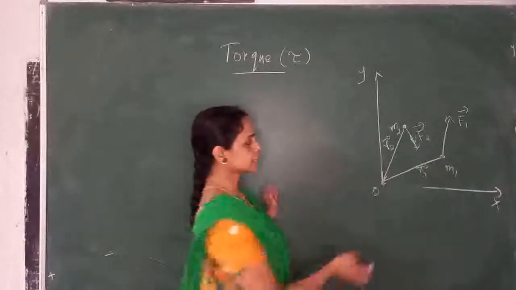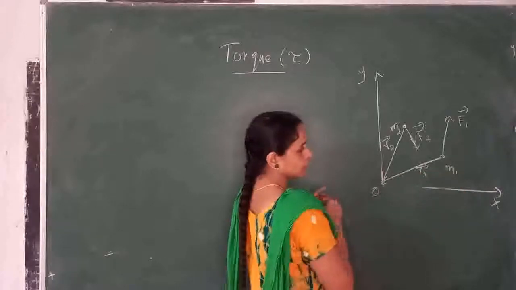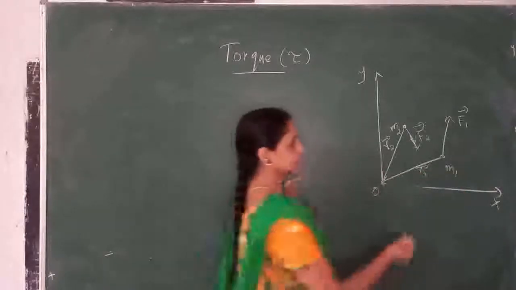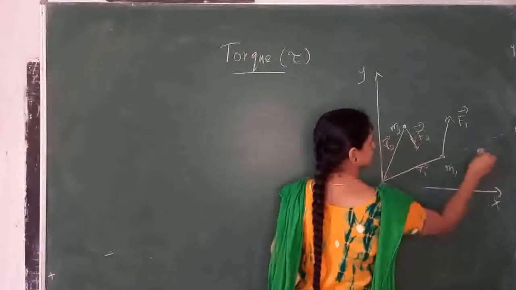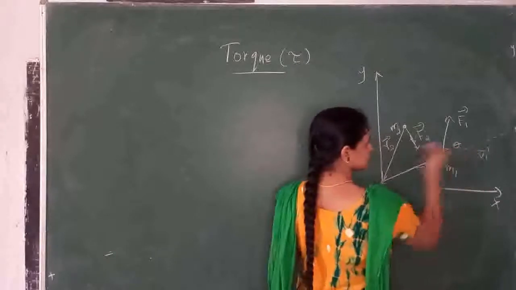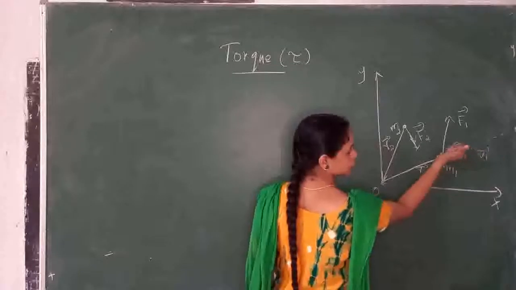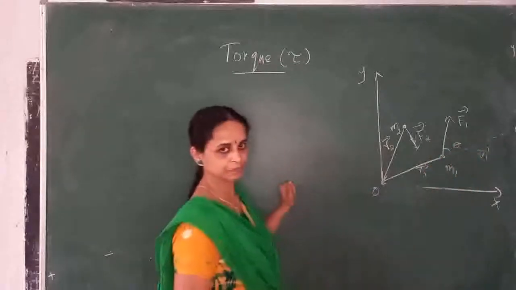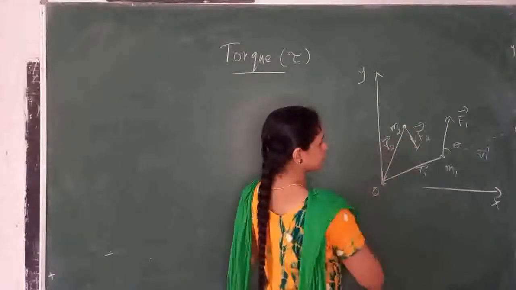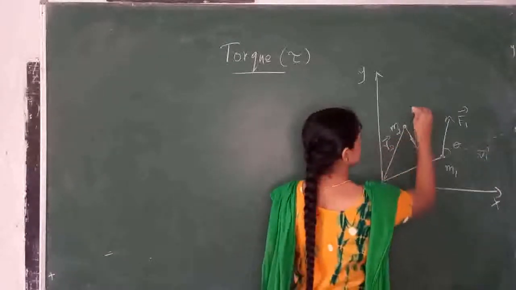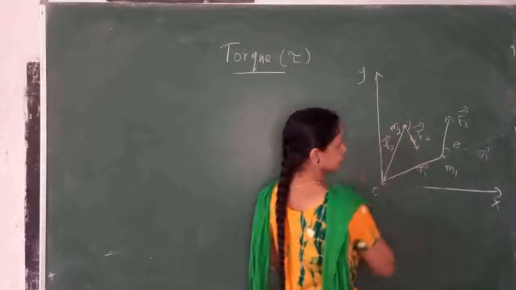So you can see that in the case of particle m1, what is the direction of torque here? We can extend this R1 here, this is R1, then this is theta. So that direction is from R cross F, so the direction is out of the plane. Here this is the position vector, so we can extend this. Okay, so this is the angle here.